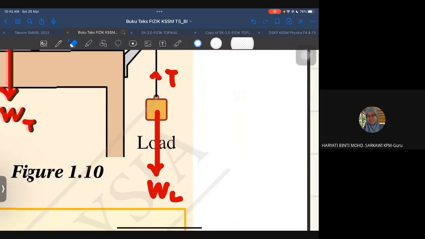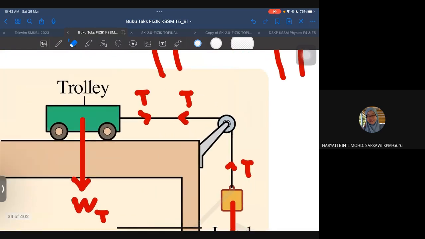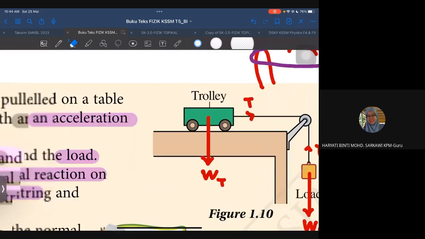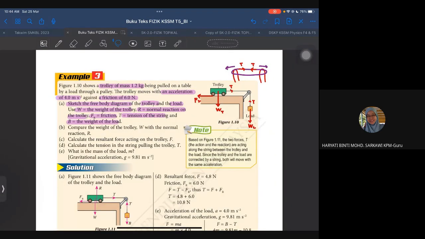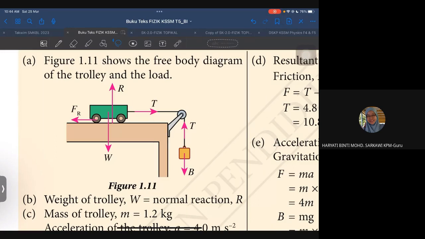Why? Because W is downward, so we just need one T upward. Here also the same thing, so we will neglect this. Why? Because there is friction acting here, opposite to the direction of the trolley. The trolley is moving to the right, so friction will be to the left. So you can label friction here. This is friction. If you don't want to label at this side, you can label here also, but I prefer to draw here. It's the same, right? So this is the free body diagram.